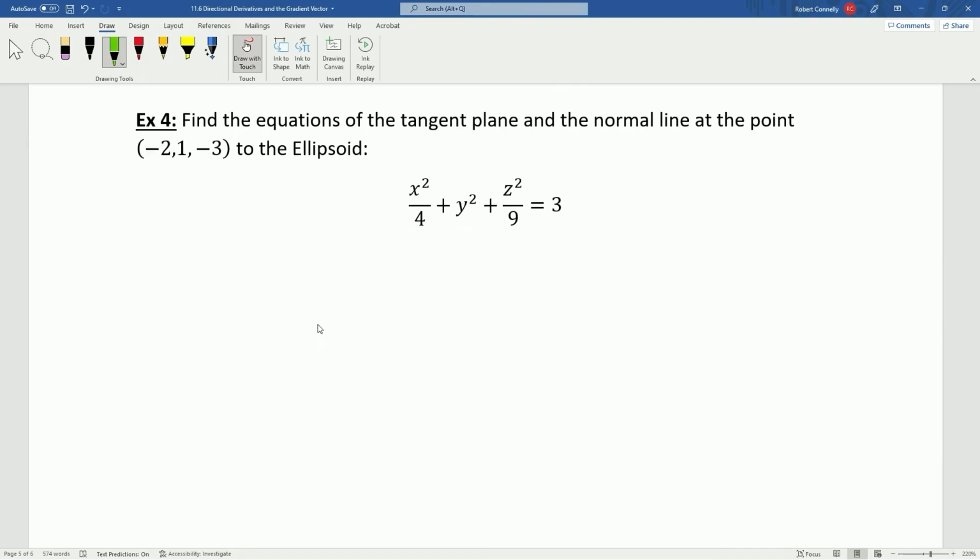Okay, so let's tackle one more example here. Find the equations of the tangent plane and the normal line at the point (-2, 1, -3) to the ellipsoid x squared over 4 plus y squared plus z squared over 9 equals 3. So the first thing we need to do is find our gradient. Keep in mind your function, f of x, y, z, is just the left side of the expression.